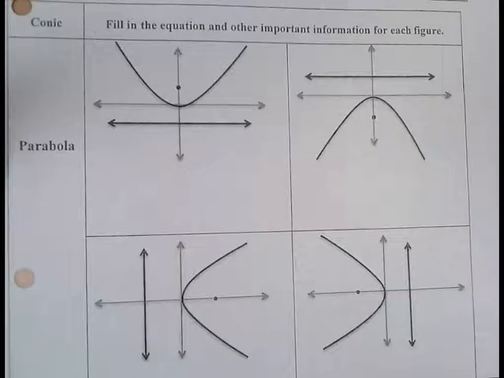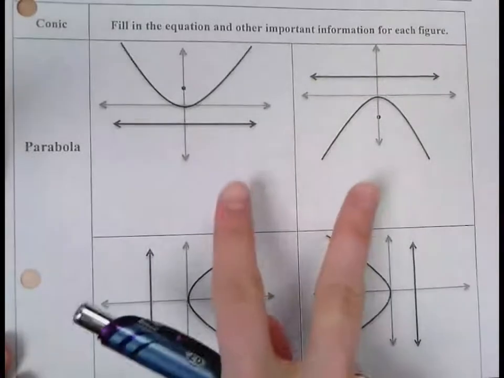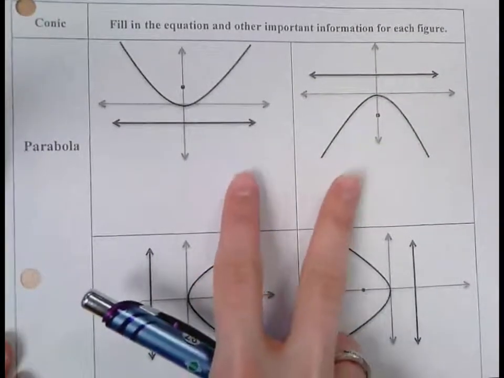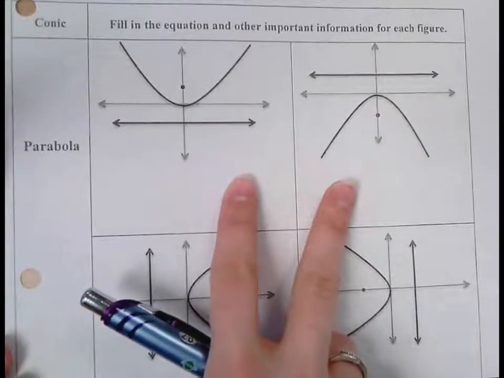And I'll go slow, but please stop me if I am filling something in too fast, because I want you to be able to write this in so that you have it. So let's just focus on these first two, the top row, the one that opens up or down.